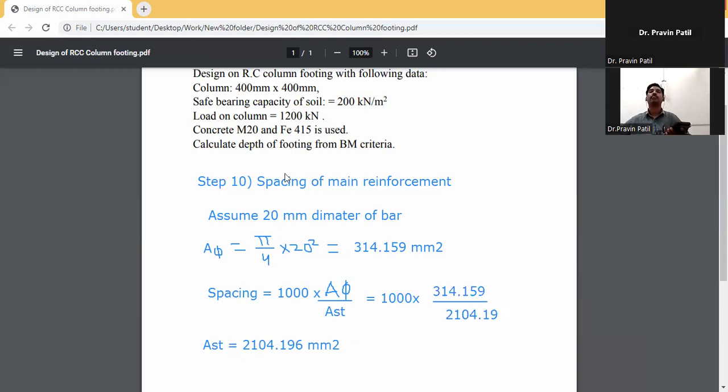Calculate spacing. Spacing is equal to 1000 into 314.159 divided by 2104.196. It will be 149.301.